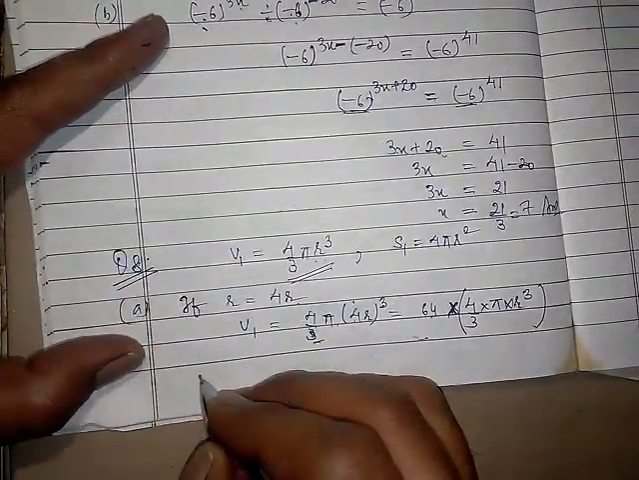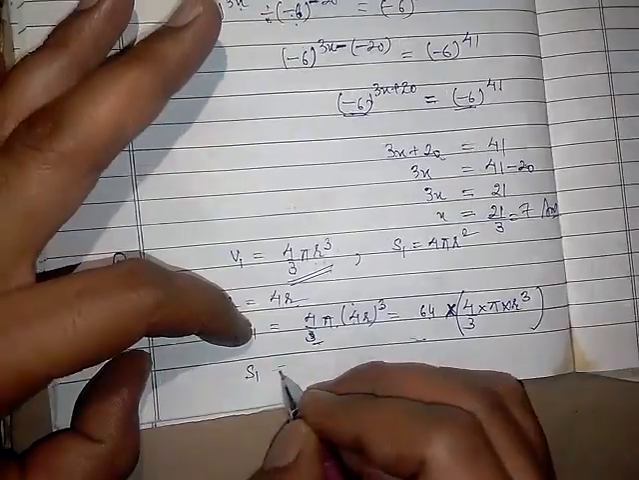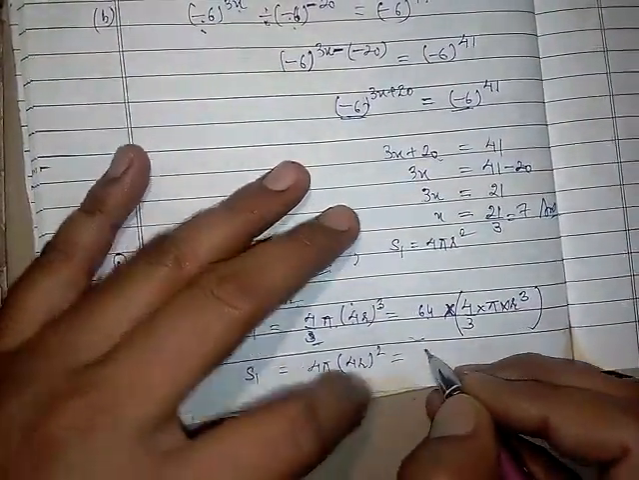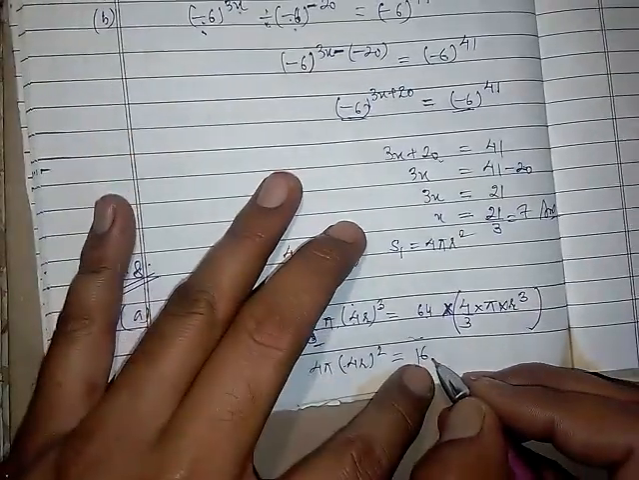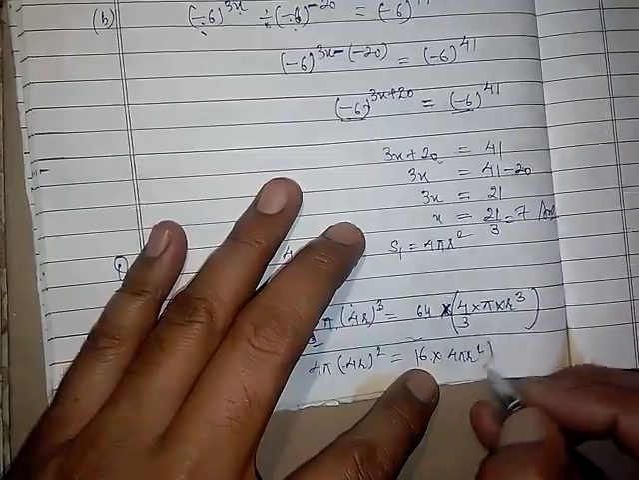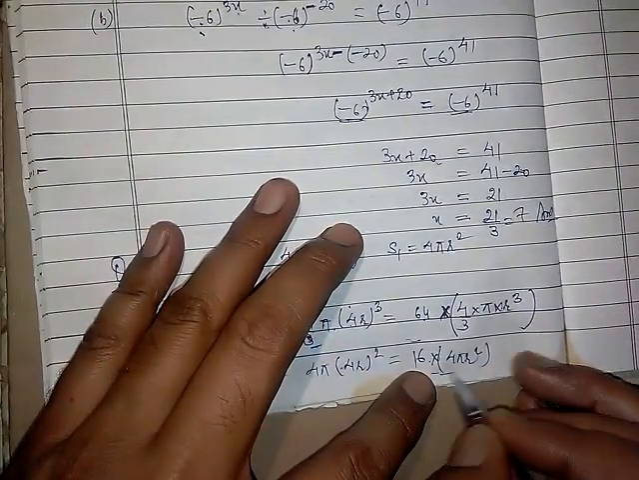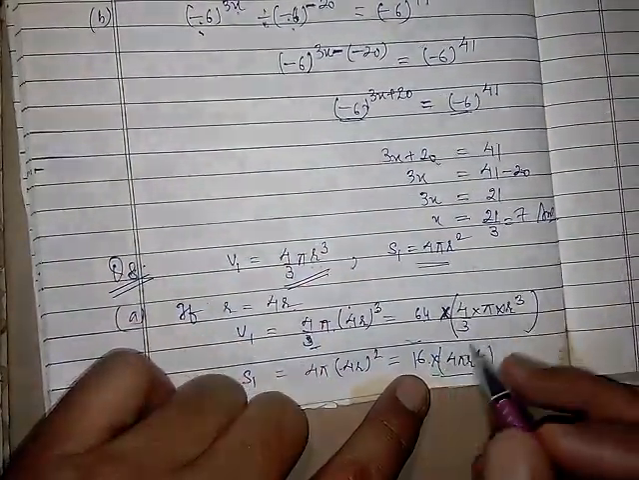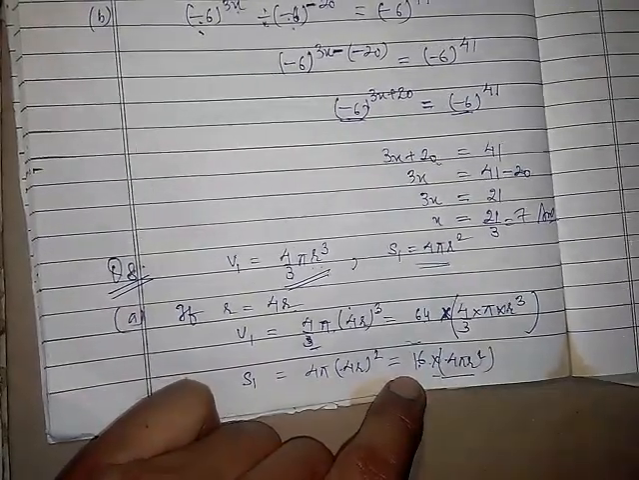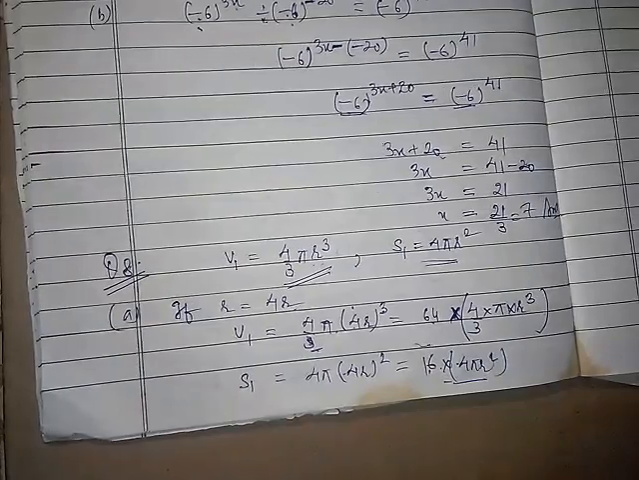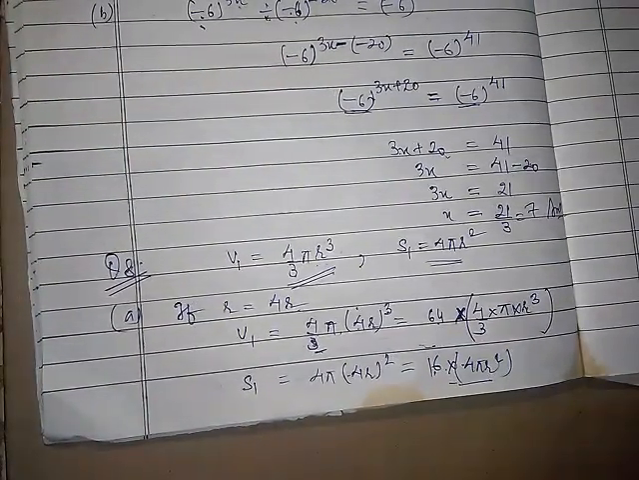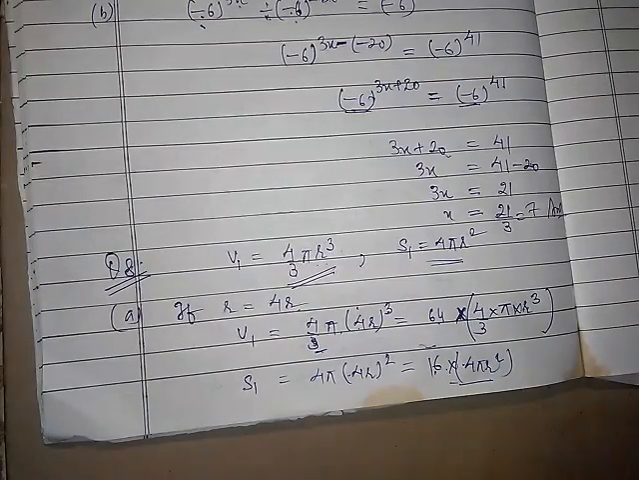Same as you have to do for the surface area. Surface area is equal to what? 4 pi (4r) square. So how much will you get here? 4 raised to the power 2, that is 16, into 4 pi r square as it is. So this is your old surface area, you can see here, and it will be multiplied by 16. It means the surface area will become 16 times if you make the radius 4 times, right? So this is how to do the A part.